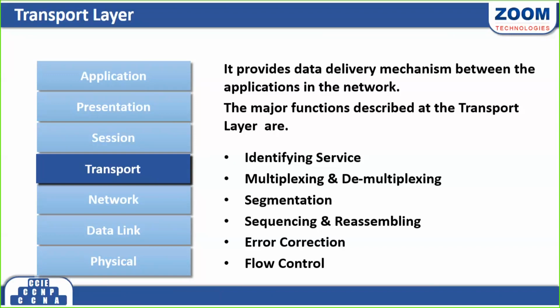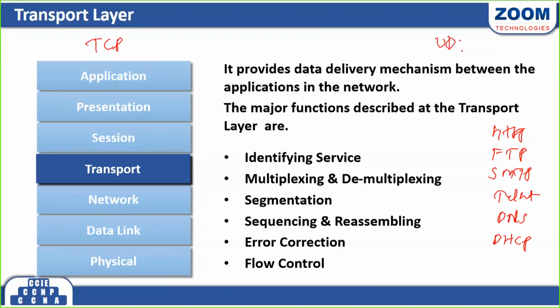All services are majorly differentiated into two protocols, TCP and UDP. What are the services we have listed here? HTTP, FTP, SMTP, Telnet, DNS, DHCP. Some services work under TCP, some under UDP. HTTP, FTP, SMTP, Telnet are all TCP services. DNS, DHCP, TFTP are all UDP services.